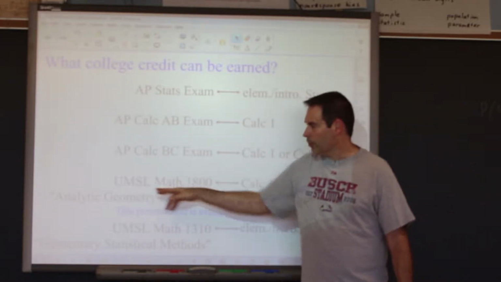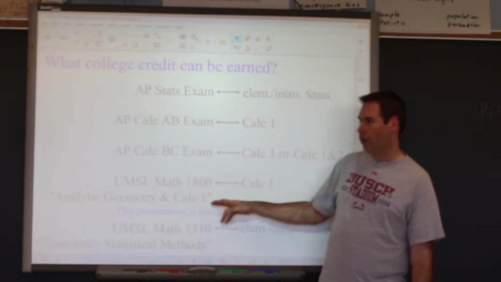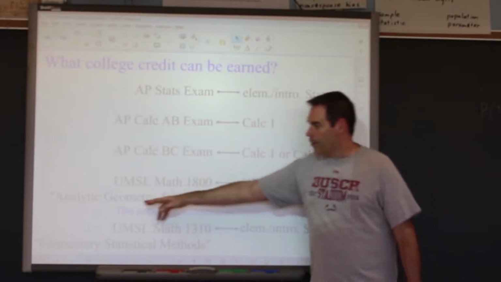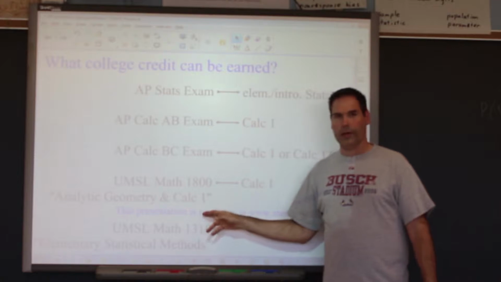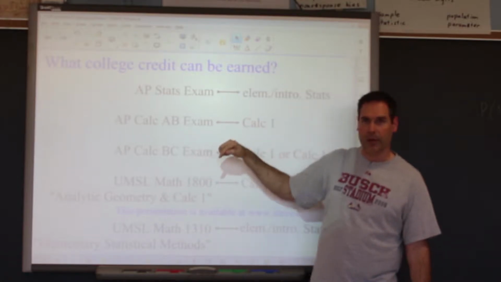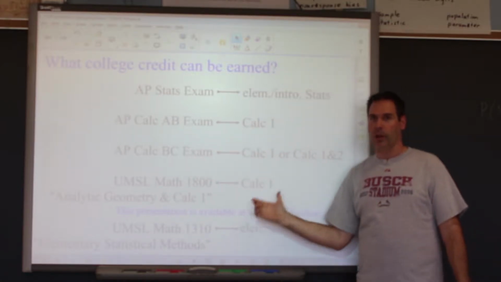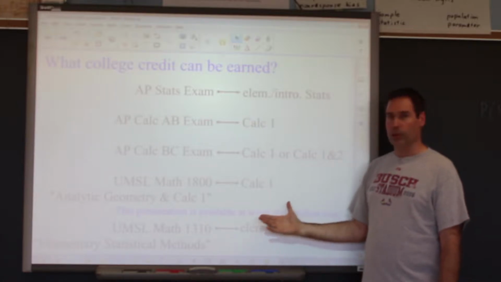We do offer UMSL's college credit for calculus. UMSL's course is called Analytic Geometry and Calculus 1. Their course number is Math 1800. However, that is only Calculus 1. UMSL doesn't offer Calculus 2 for the high school level.